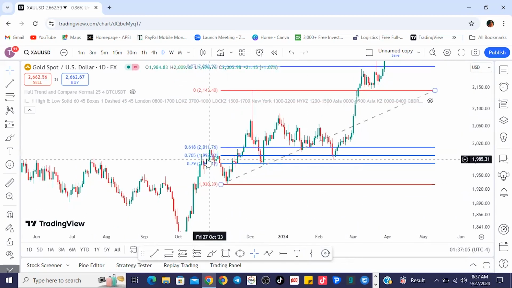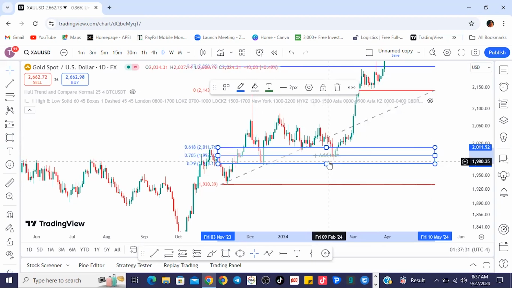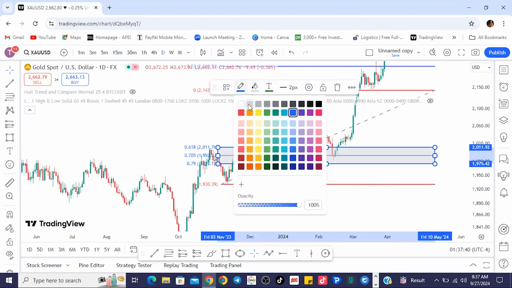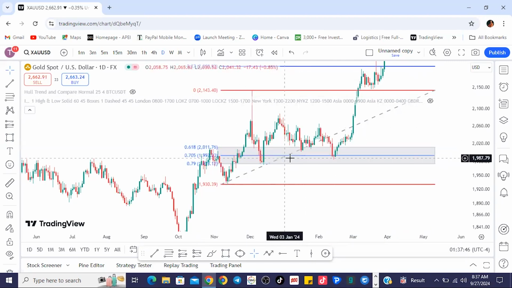According to ICT, this is what ICT calls an optimal trade entry, right? You can see when the price retraced, it came to this level of the optimal trade entry, that is between 0.618 and 0.79. This means that you can take your trade anywhere between this level. Maybe I can shade that so that you can see, and I can use different lines so that you can differentiate it from the Fibonacci lines.